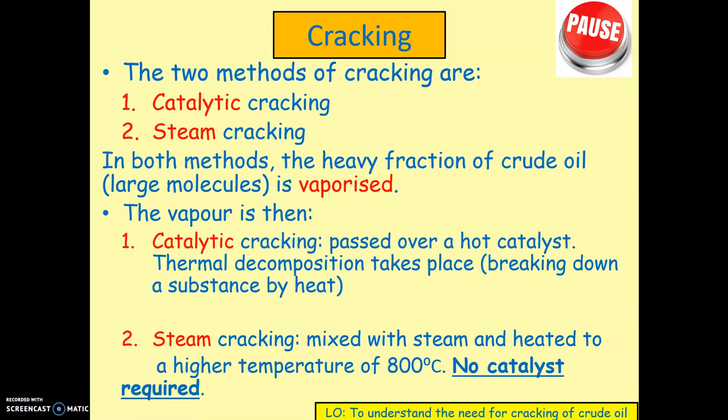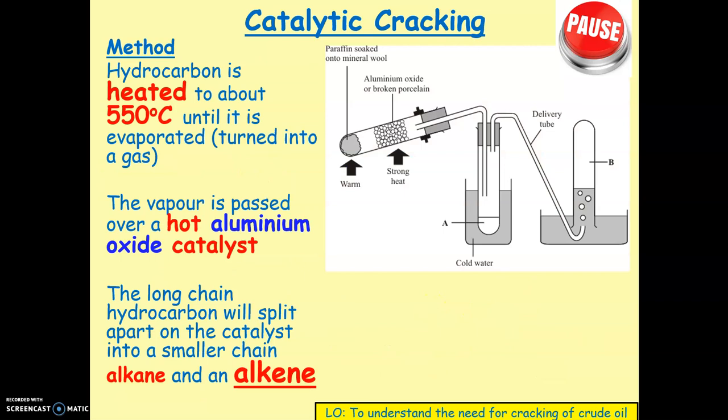The key difference between these two methods of cracking of hydrocarbons is that catalytic cracking involves a catalyst and thermal decomposition, whereas steam cracking does not involve a catalyst and is at a higher temperature of 800 degrees Celsius. So we're going to focus on catalytic cracking there, guys.